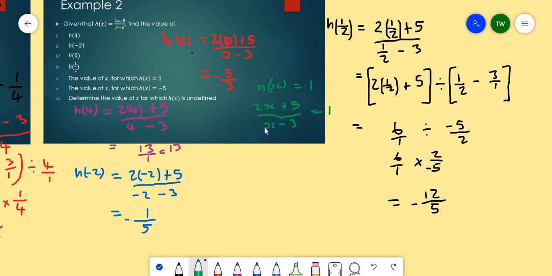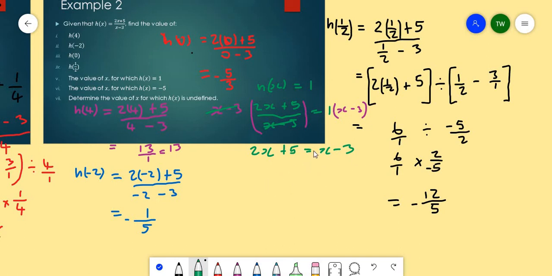Now we want to get rid of this fraction. So here we can multiply both sides by the denominator, which is x minus 3. So we're going to multiply this side by x minus 3. And we're also going to multiply this side by x minus 3. The reason for this, it helps us to get rid of the fraction. So x minus 3 here will cancel out x minus 3 in the denominator. So what we're left with on this side is just 2x plus 5 is equal to 1 times x minus 3. And 1 times anything gives it back itself. So therefore 1 times x minus 3 is going to give us back x minus 3.